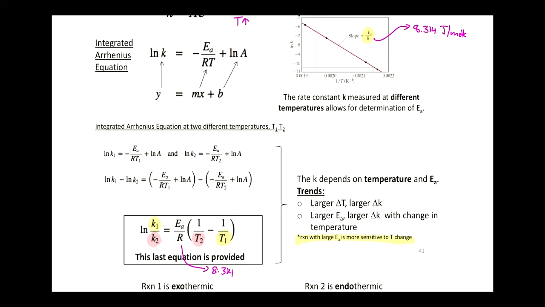Versus if you have a reaction with a really small activation energy, that reaction is already going what? Fast. So if the reaction's already going fast and you give that reaction more temperature, more energy, it's going to go faster, but not as much. Not as much. And this is the analogy I like to use.